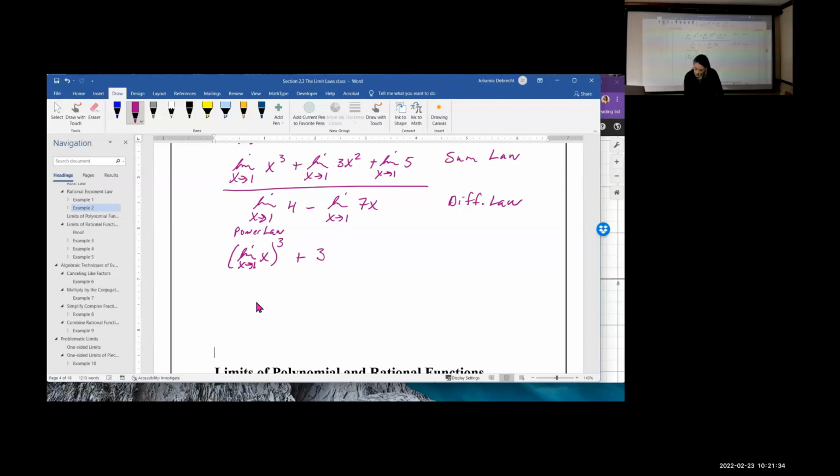Plus, I'm going to pull the 3 out. This is the constant factor law. And I'm going to raise this to the power. So I'm going to have the limit as x approaches 1 of x raised to the power 2. That's the power law. So I applied 2 laws there, the constant factor law and the power law, plus the limit as x approaches 1 of 5, all divided by the limit as x approaches 1 of 4. There's only one thing there, so not much to do. And then the constant factor law in the denominator.